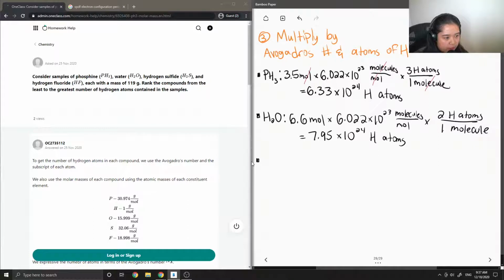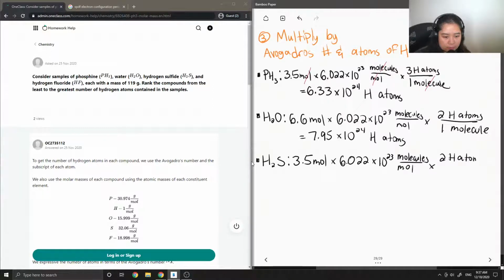Next, we have hydrogen sulfide. So its number of moles was also 3.5. And it had 2 hydrogen atoms in one molecule of hydrogen sulfide. So then this gives us 4.22 times 10 to the 24.